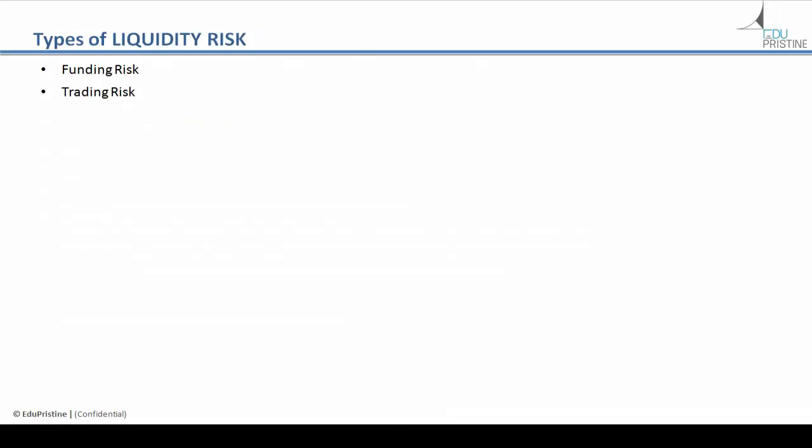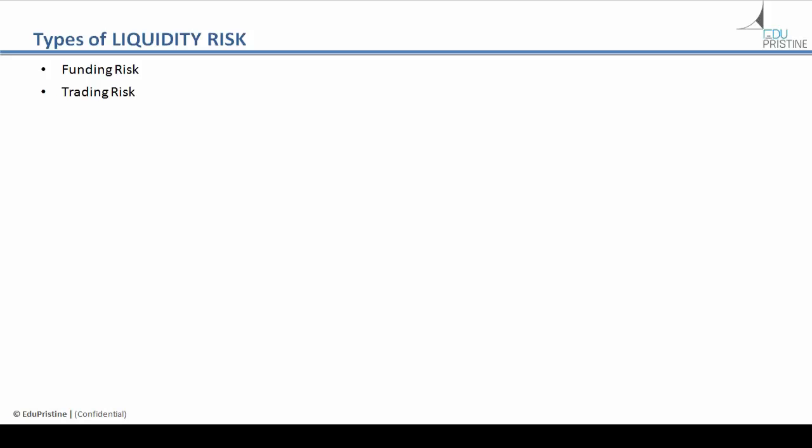Now, primarily there are two types of liquidity risk. First is called the funding risk, and secondly is the trading risk. Funding risk primarily refers to the banking book risk, and trading risk refers to the trading book risk. So under funding risk, what we mean is the inability to meet contractual obligations when they're due. That is a primary concern for funding risk. So you have an obligation and you don't have enough liquidity in your books to be able to meet it. That leads to insolvency.